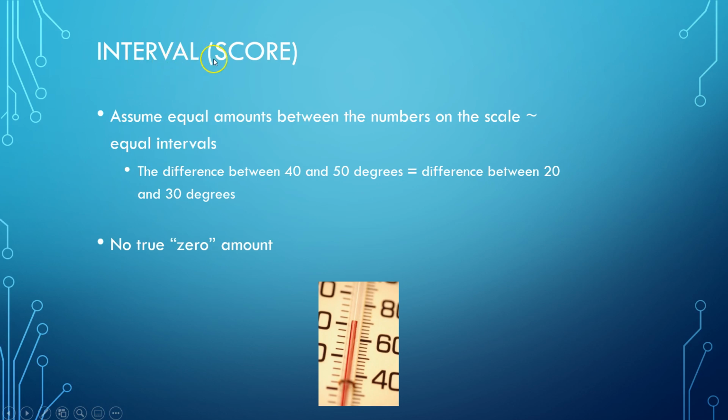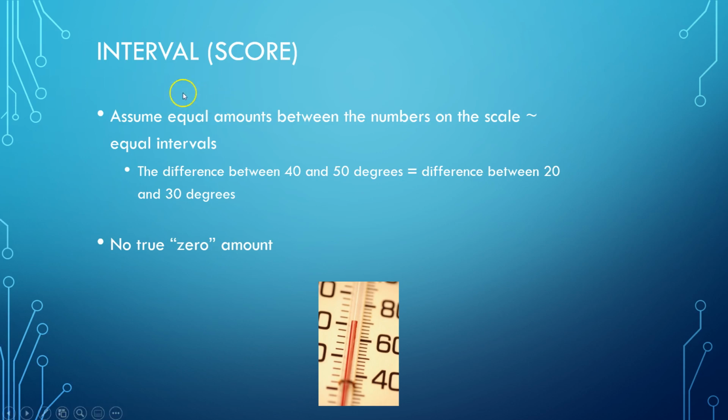The typical example for interval is temperature. If you have a thermometer, between 60 and 61 degrees is 1 degree. Between 61 and 62 is another degree. Between 62 and 63 is another degree. These are all equally spaced. And between 80 and 81 and 81 and 82, again, it's still 1 degree. It doesn't matter where you are on the scale. Every time you go up 1, you're going up the same amount.